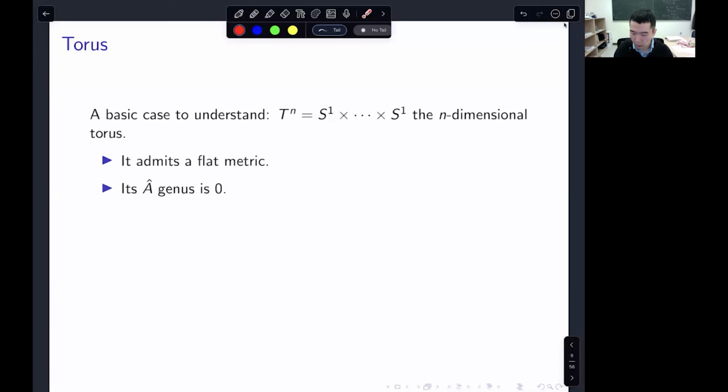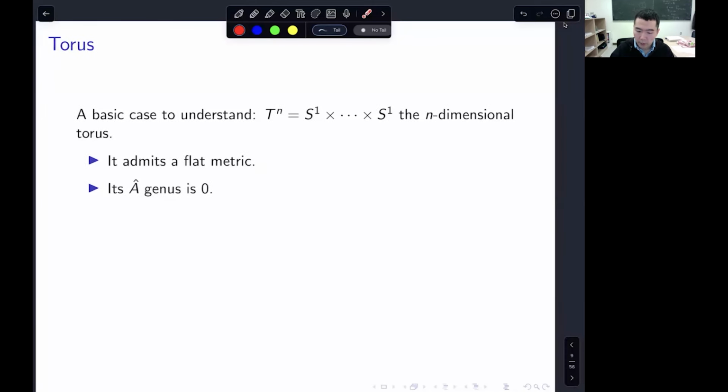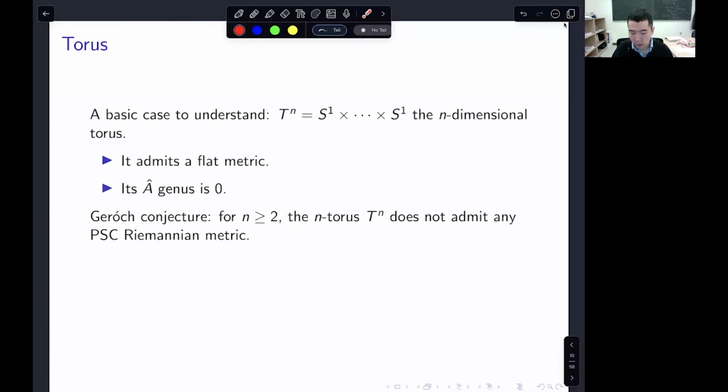So the original spinor argument does not quite work here. It turns out that it's also related to the existence, or non-existence, of positive scalar curvature metrics. It's also related to some questions raised naturally in mathematical general relativity, and it's known as the Geroch conjecture. The conjecture states that for all n at least 2, the n-dimensional torus does not admit any positive scalar curvature metric.